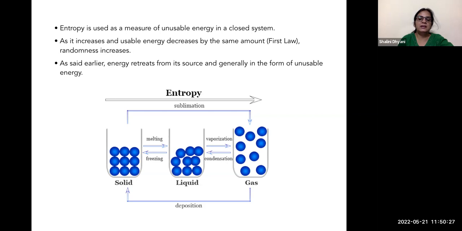As this unusable energy increases, the usable energy decreases by the same amount, because as mentioned in the first law, you cannot create or destroy energy. You can only transform energy from one form to another. So that means if there is a lot of entropy in a closed system, and as it increases, the amount of usable energy is reduced.